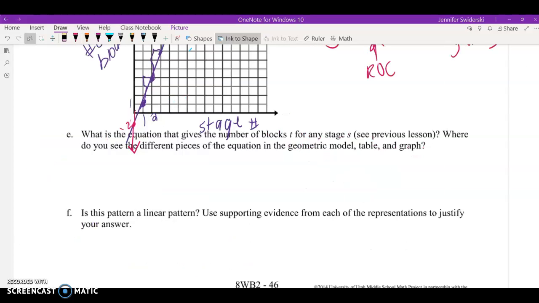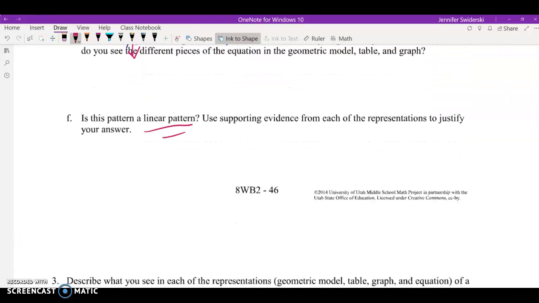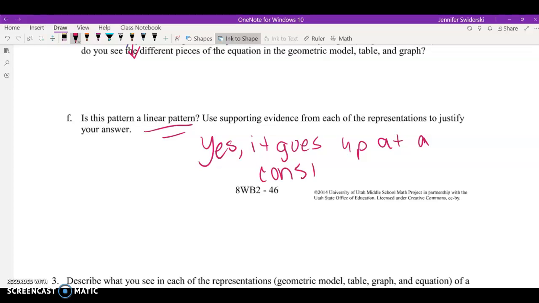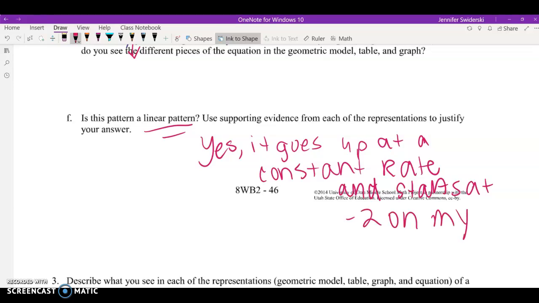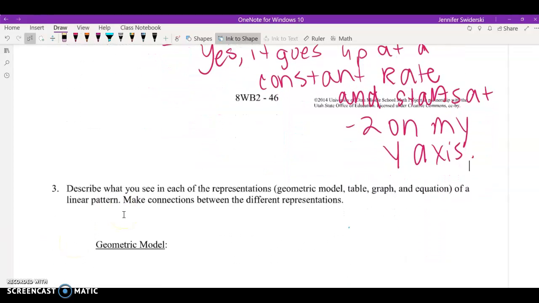Now they want me to say, is this pattern a linear pattern? Meaning, does it go up in a line? Yes, it goes up at a constant rate and starts at -2 on my y-axis. Describe what you see in each of the representations.